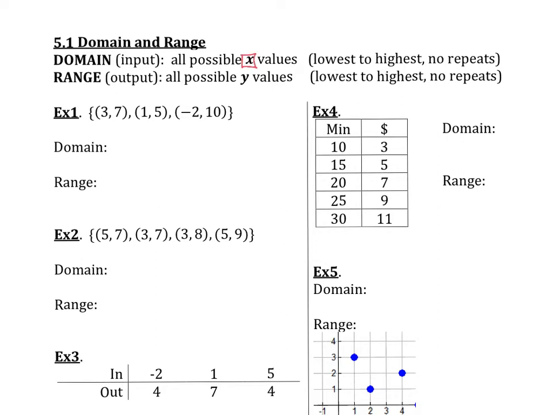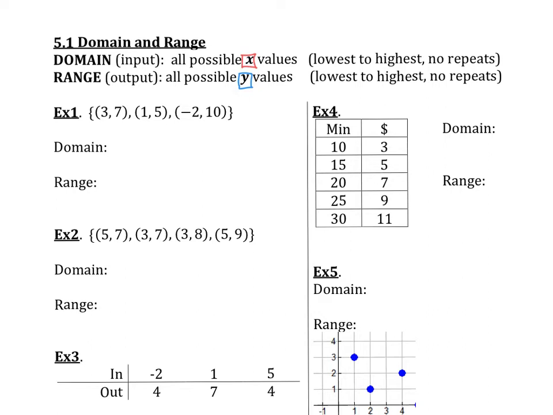Okay, the main thing to keep in mind is when you list them, we formally write them lowest to highest and we exclude any repeats. Okay, the range is the output of a function and it's all the possible y values, and again we list them lowest to highest with no repeats. Okay, so one way for them to give you a function or a relation is to give you a list of ordered pairs.